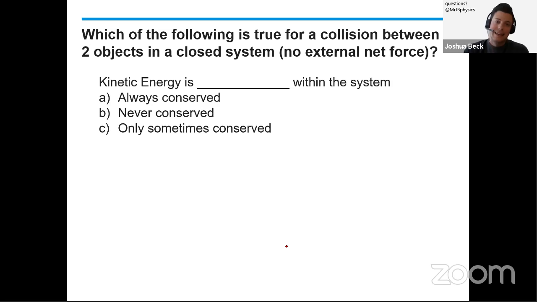If you said that kinetic energy is only sometimes conserved, you are correct. Now, why is it only sometimes conserved? Well, during this collision, there's going to be a certain amount of energy possessed within that system. Well, when the collision takes place, if these things collide and they make a whole bunch of sound, if they generate some heat, then those are two forms of energy, both thermal energy and sound energy.